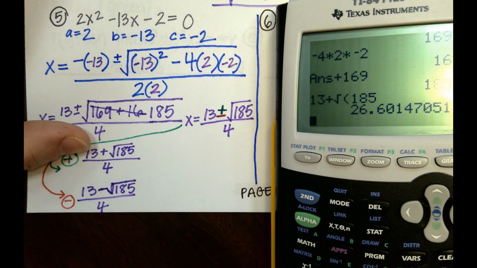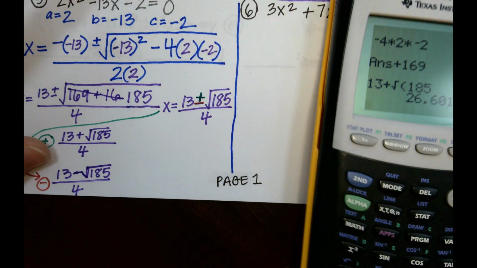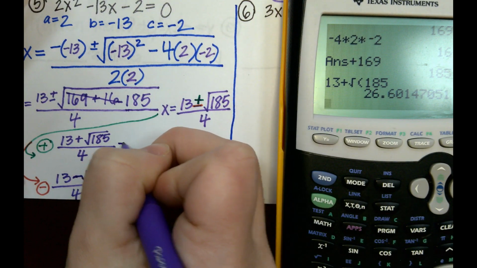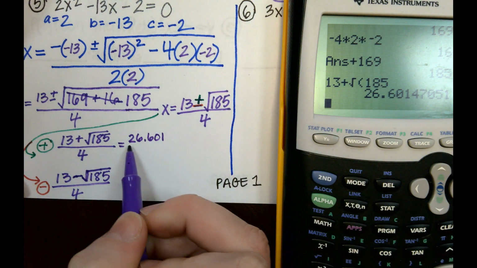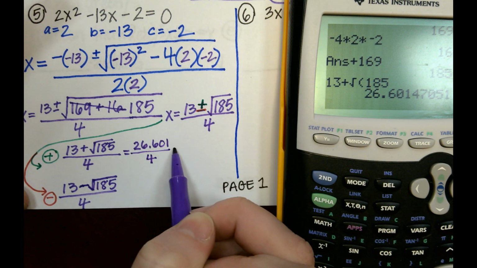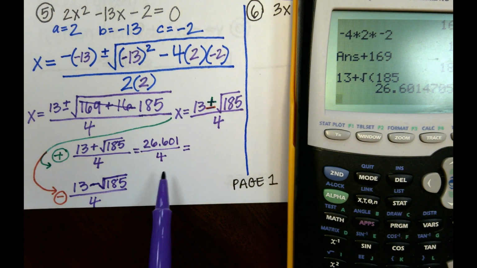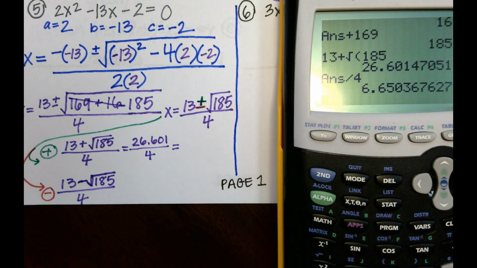And I got 26.601. I'm going to keep 3 decimal points till the end. So 26.601. And what am I missing here? Over 4. We did not divide by 4 yet. That's where I think a lot of us get messed up. You'll get to that point, but you'll forget to divide. So now we take that number divided by 4. 6.650.